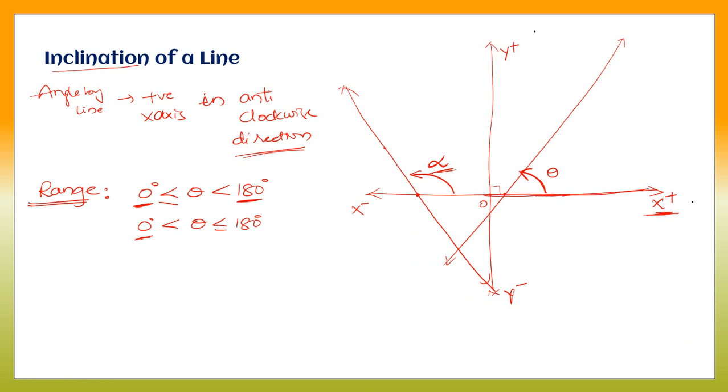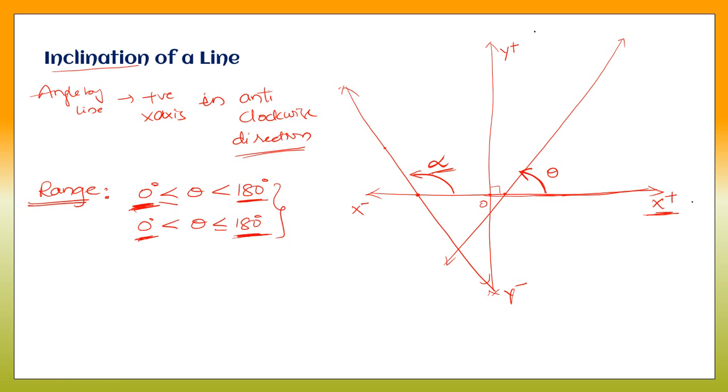If you don't consider 0 degrees, then you can consider 180 degrees. So among these two ranges, any one of the ranges you can make use of, because whatever the line that is forming 0 degrees will also form 180 degrees. So both will represent the same line. If both are representing the same line, there is no need of representing it twice. That's why if you consider 0, you should not consider 180. If you don't consider 0, then you can consider 180 degrees, right?